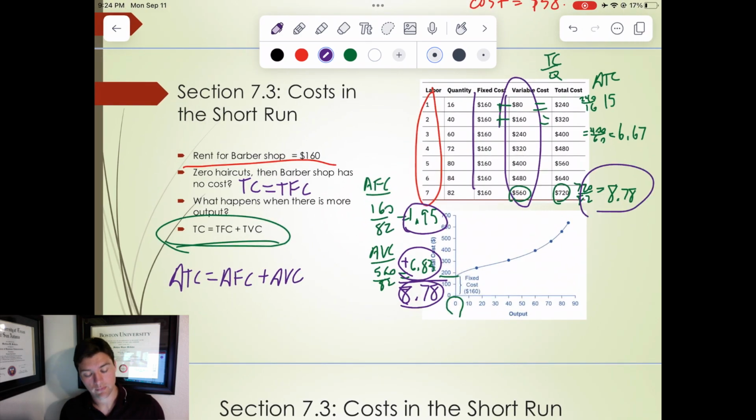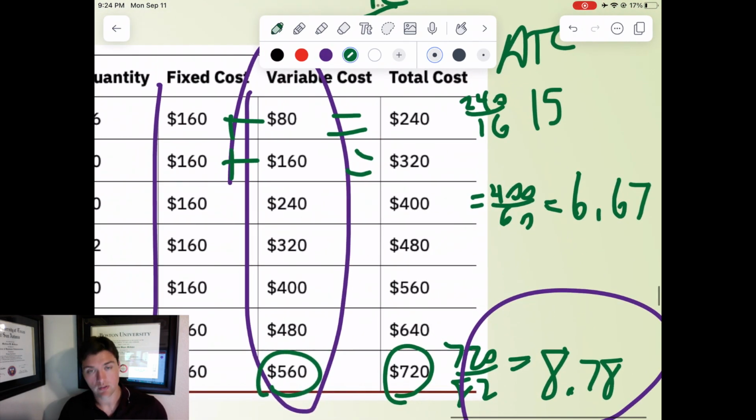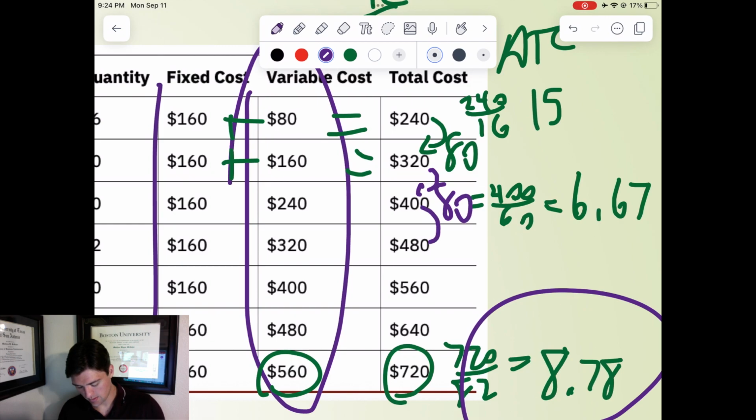Boom. If you wanted to find the marginal cost, you can do that too. All you're going to do is go from 240 to 320. So that's a change of 80. All we're doing is 320 minus 240, so 80. If you go here, that'll be 80 again. If you go here, that'll be 80 again. So the marginal cost is 80.